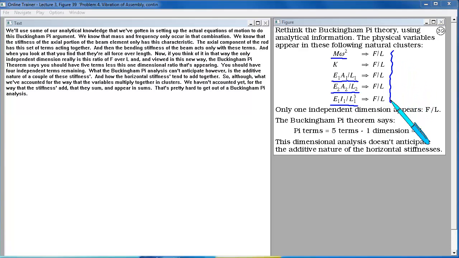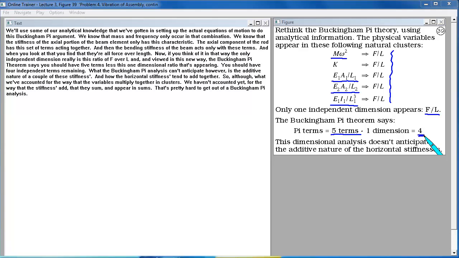Now, if you think of it in that way, the only independent dimension really is this ratio of F over L, and viewed in this new way, the Buckingham pi theorem says you should have 5 terms less this one-dimensional ratio that's appearing. You should have 4 independent terms remaining.